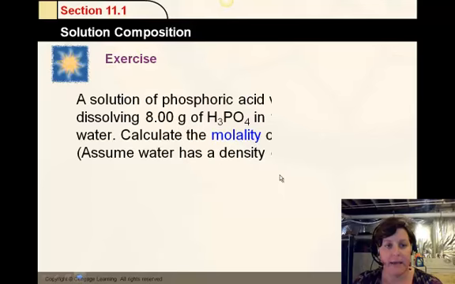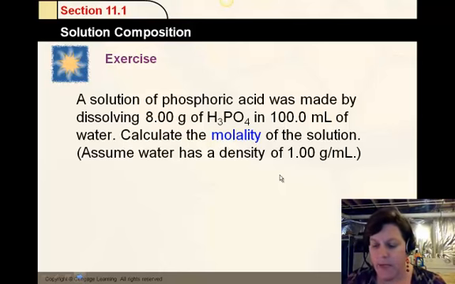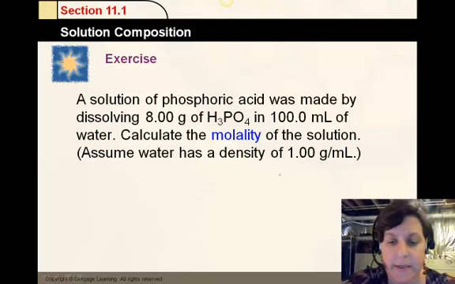Here is an example of a molality question. A solution of phosphoric acid was made by dissolving 8 grams of H3PO4 in 100 milliliters of water, just like before in the previous example. Calculate the molality of the solution, again assuming water has a density of 1. Alright, so we need moles per kilogram. Now, from the earlier question, I already calculated moles, which for H3PO4 was 0.0816.